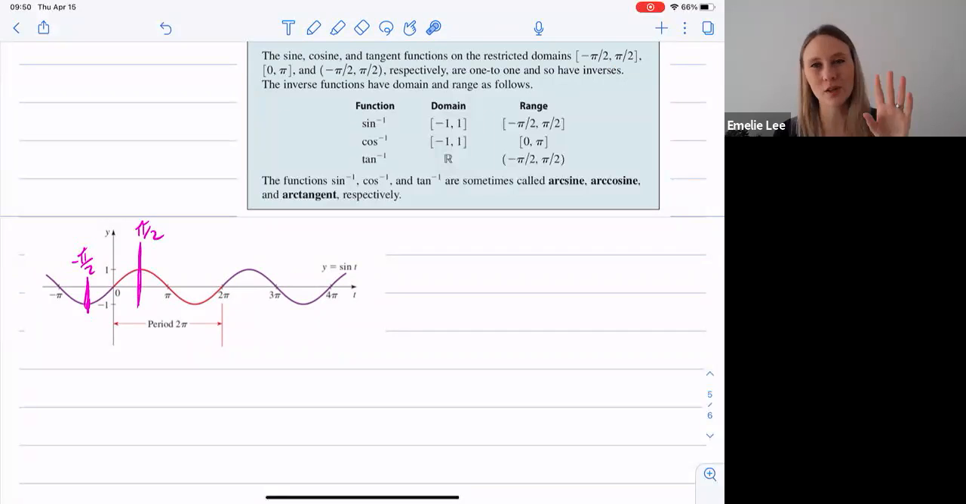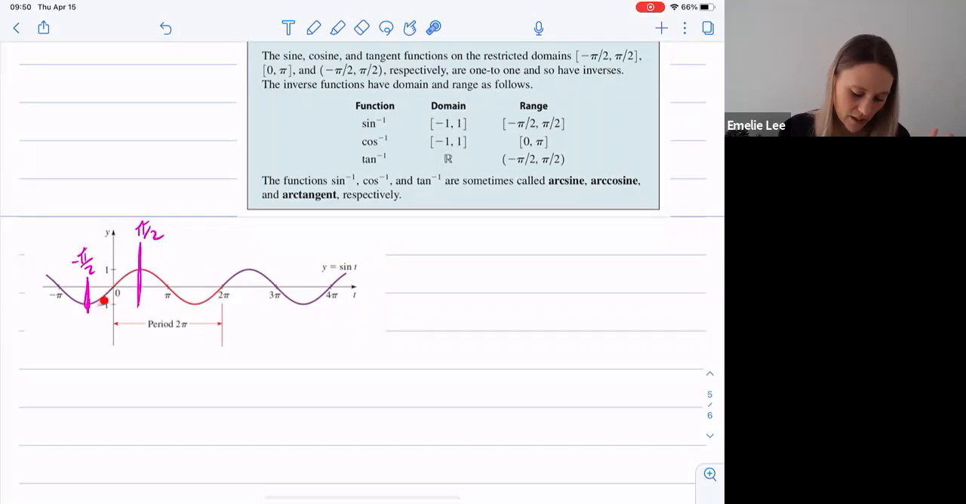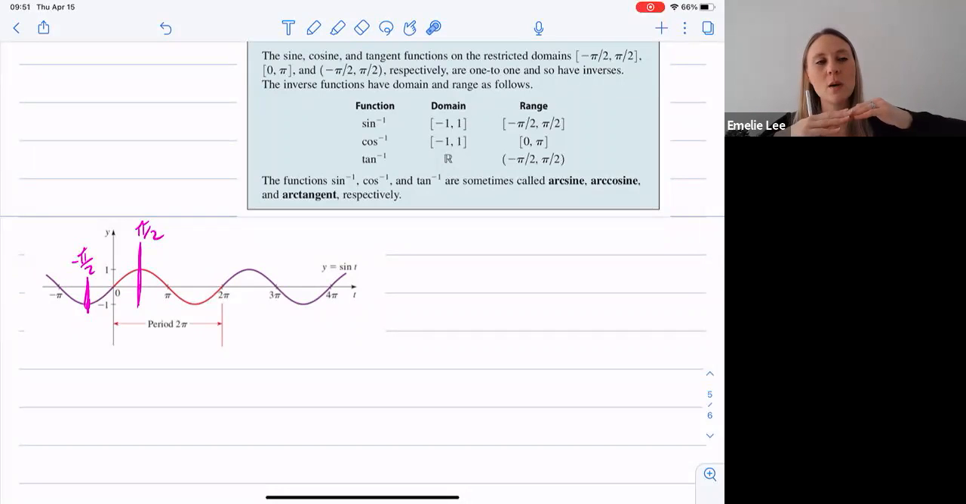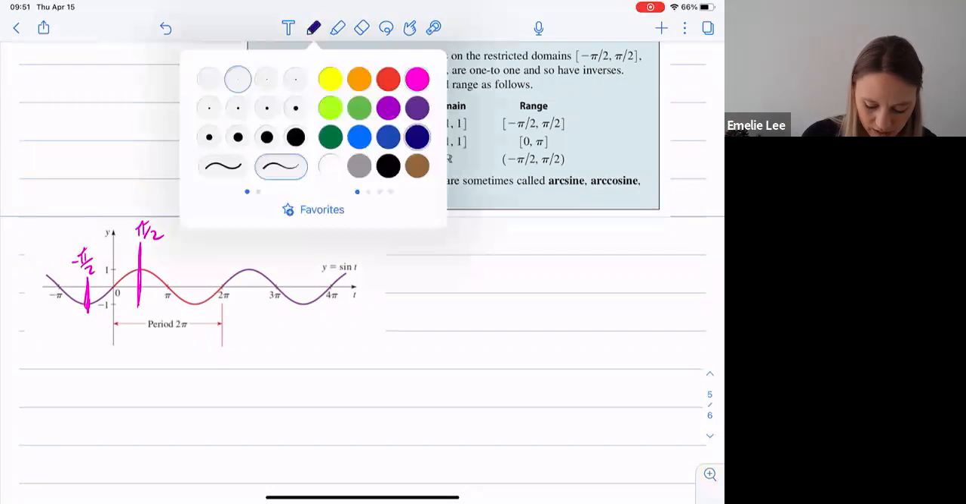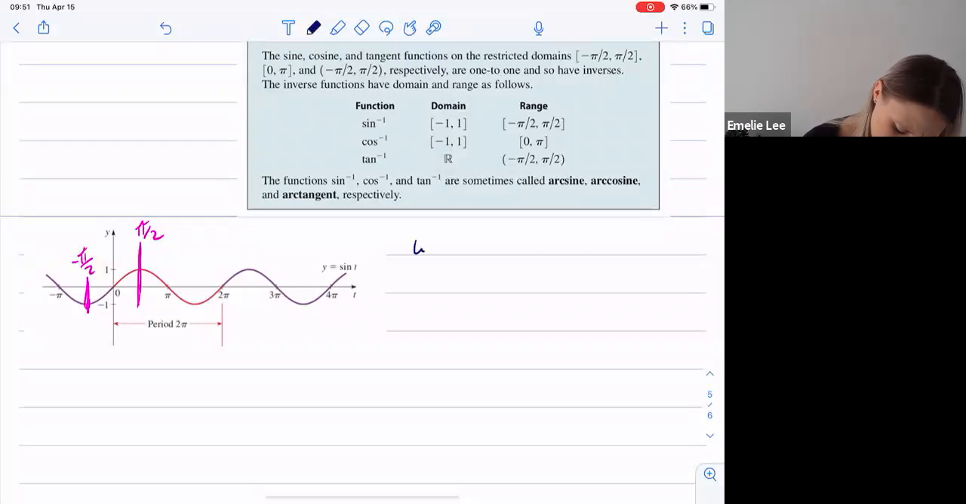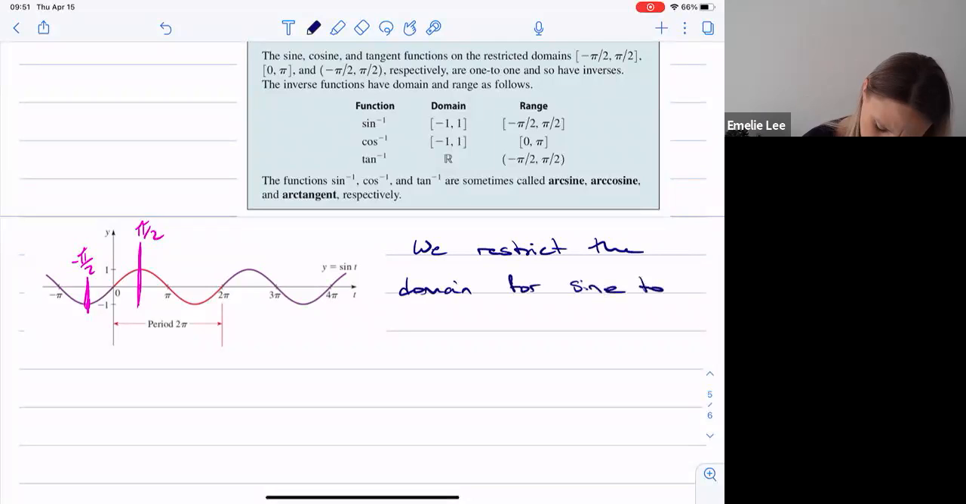And then what we could have done, we could have restricted it from pi over 2 to 3 pi over 2, okay? But that's not really something that we want to do because we want to hang out around the origin, right? And so we want to keep it as tight around the origin as we can. So that's why we pick from negative pi over 2 to pi over 2. We still see the full range of y values, but no repeating y values. Okay, so we restrict the domain for sine to negative pi over 2 to pi over 2.